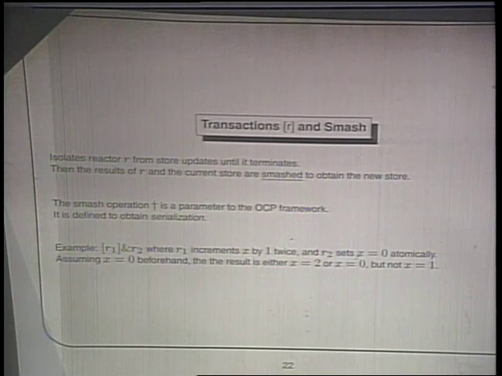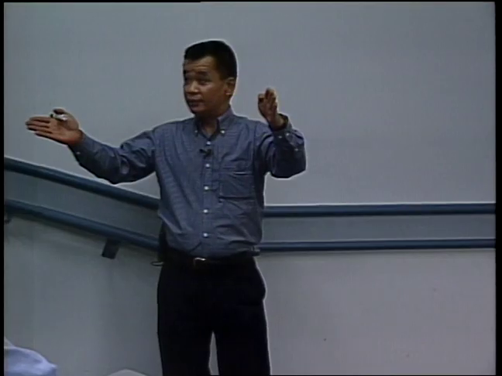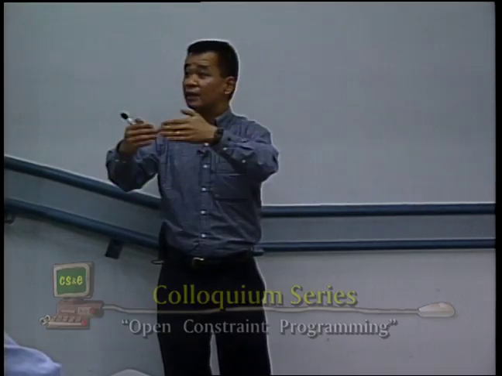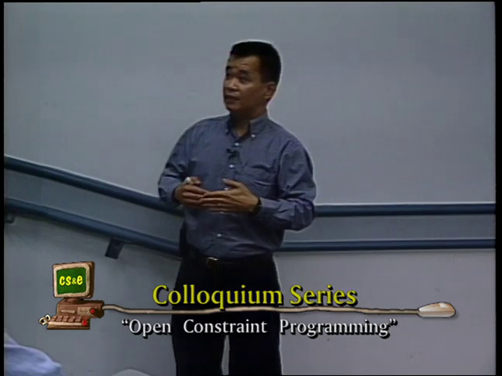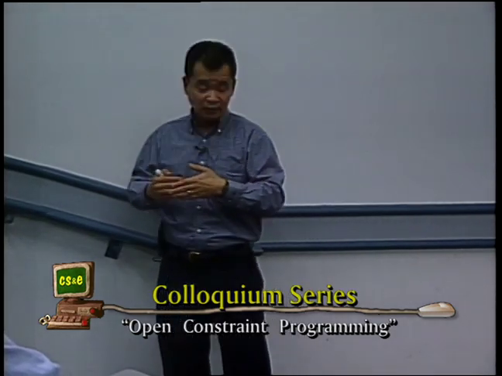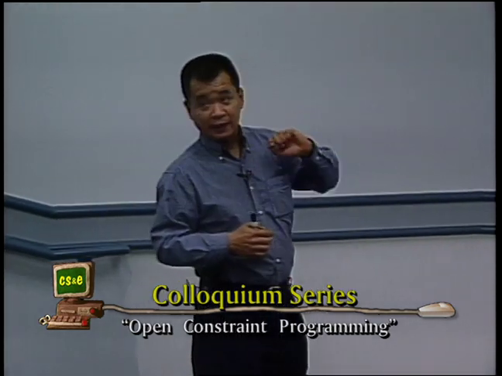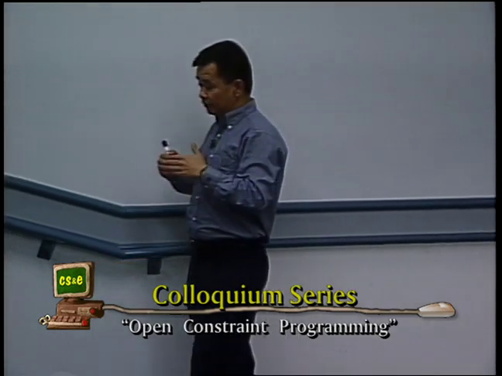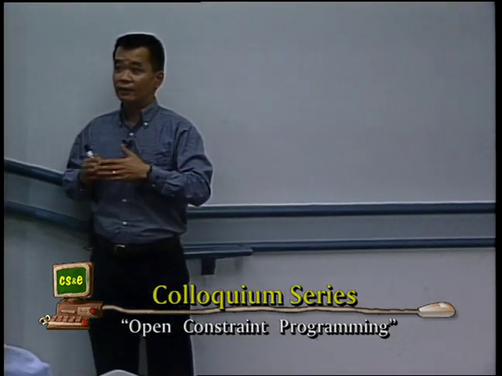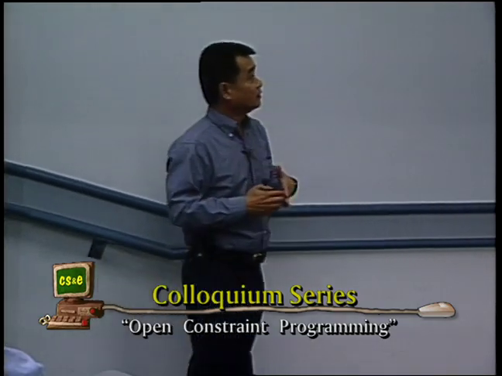Okay? So here in our operational semantics, at some stage you have to make the operation of R visible to the rest of the world. And so we define a notion of smash, so that the result of executing R on a separate machine and the main thread, which is executing the other parts, can be merged together. This merge operation is a fairly complex operation. It is not unfamiliar to database people. In our framework, it's a parameter. We simply require that you obtain the desired serialized semantics. Okay?